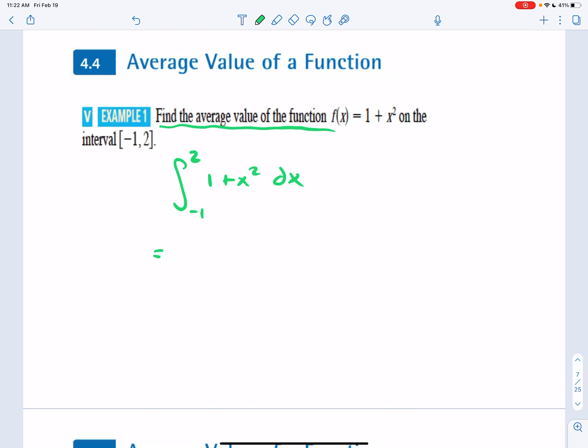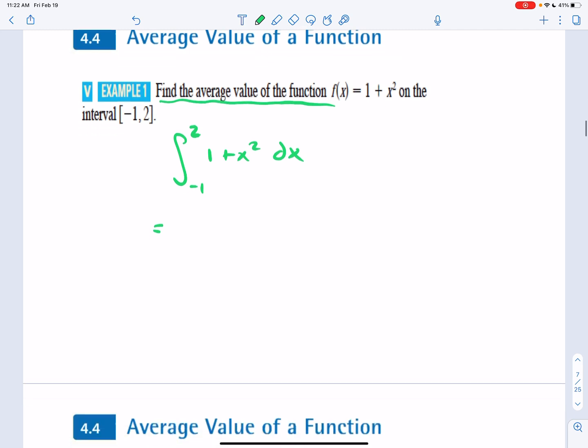All right, so here we go. If we had to integrate, let's say we didn't have access to a calculator, right? The integral here would just be x plus x cubed over 3 from -1 to 2. Does this represent the average value? Okay, press play when you're ready. This is just the integral.